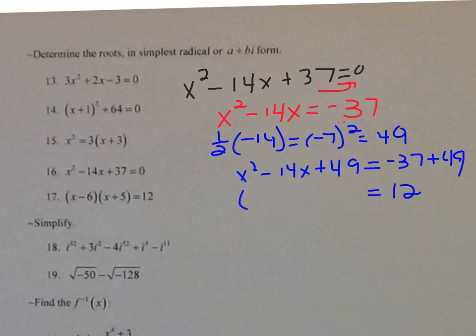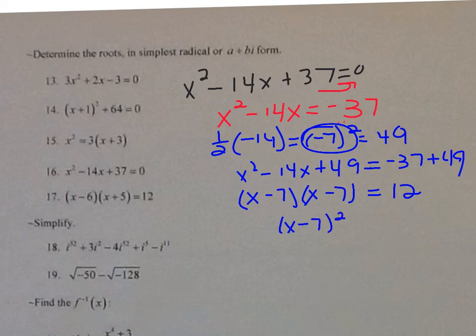The left side I'm going to factor. Remember, we get the same parentheses when we factor. We get x and x, and inside the parentheses, remember, it's the number that we squared, which is negative 7. Another way to write x minus 7 times x minus 7 is x minus 7 squared equals 12. To get rid of the square, we square root both sides. So I have x minus 7 equals plus minus the square root of 12.